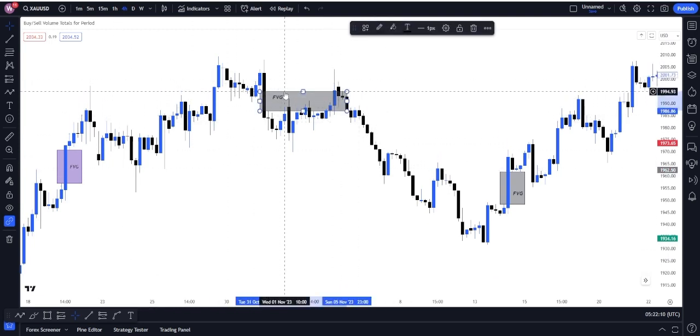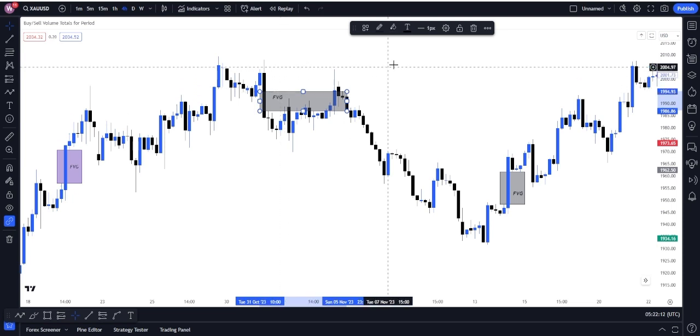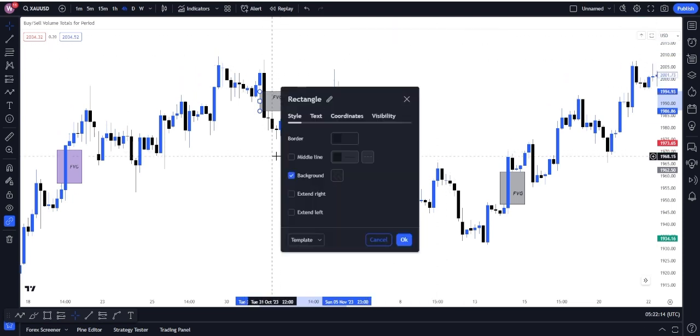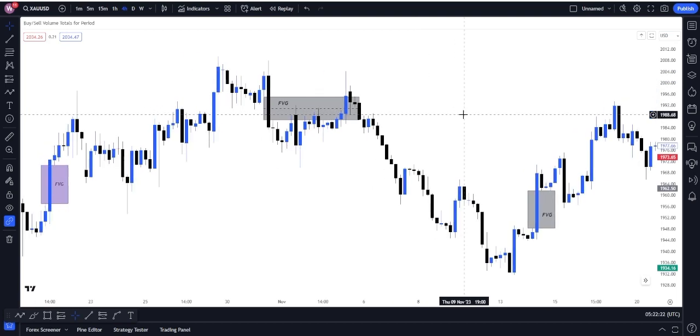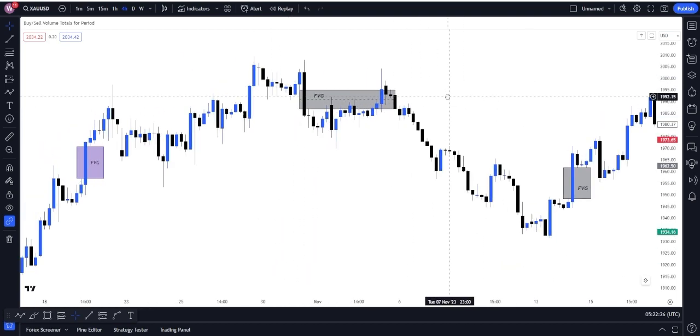One way that I like to look at is the 50% of my fair value gap, to gauge whether there's buyers or sellers in this case, right? You can just go to the rectangle tool and click on this thing called the middle line. You'll be able to see the 50% value of your fair value gap. Why 50% value? Because if prices close with a body above my 50% value, this shows that there's no more sellers left in this fair value gap zone, right?